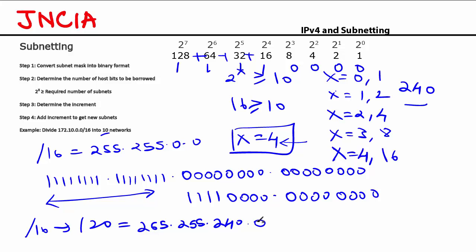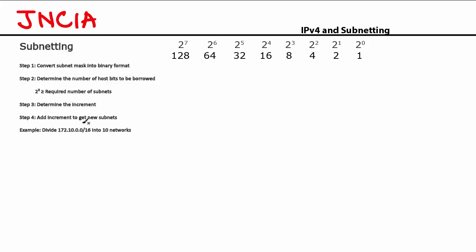Let's move to step 3. Step 3 says determine the increment. Let me clear the board for a second. We discussed in the last video the increment is the power of 2 corresponding to the least significant bit. Let's align the bits one more time against the powers of 2. The least significant bit is the power of 2 corresponding to the rightmost bit. The rightmost bit in this case is here, and the power of 2 corresponding to the rightmost bit is 16. That is going to be your increment.